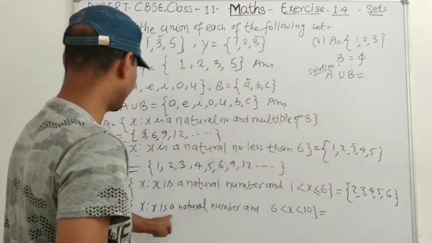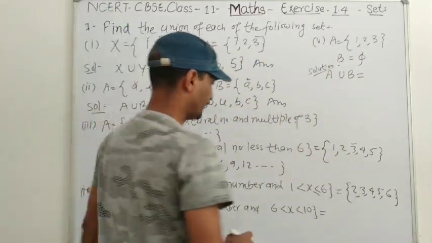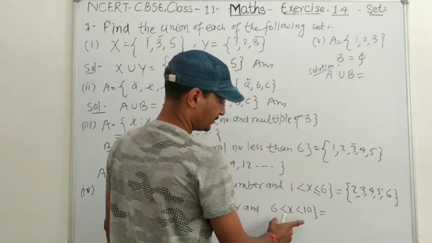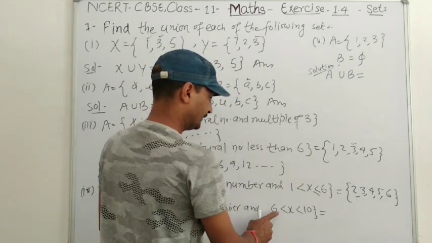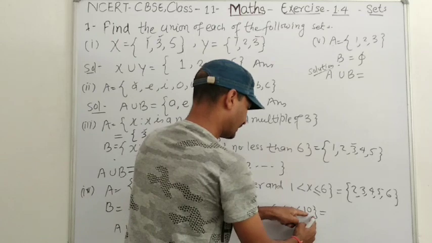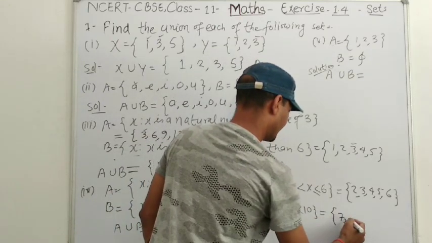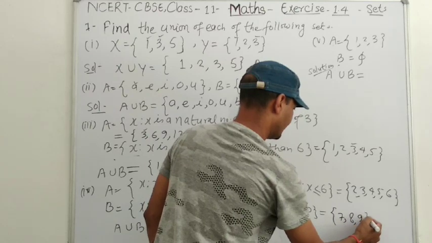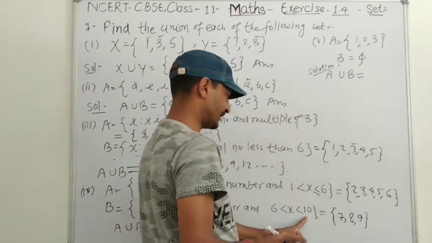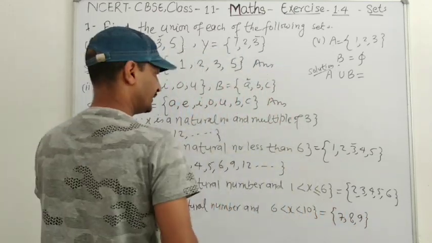And B is x such that x is a natural number. It is open interval, so 6 भन्दा ठुलो 10 भन्दा सानो. That means after 6 we get 7, 8 and 9 because x less than 10. 10 भन्दा कम्ती. So A union B, how to write?